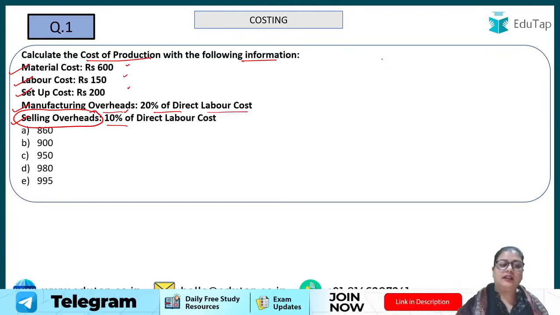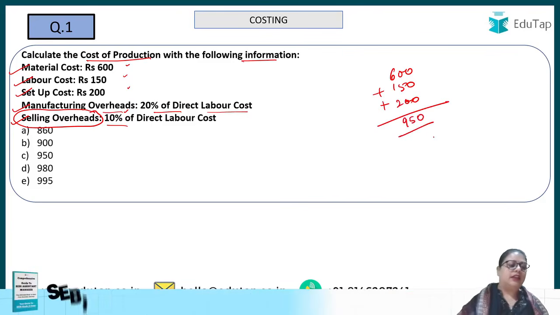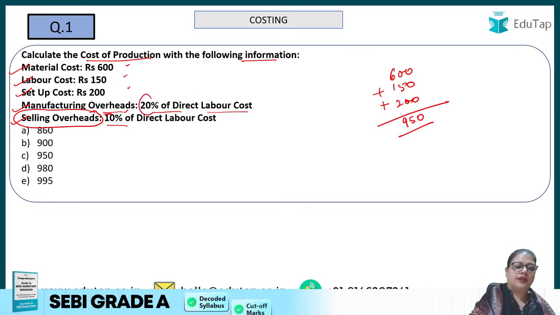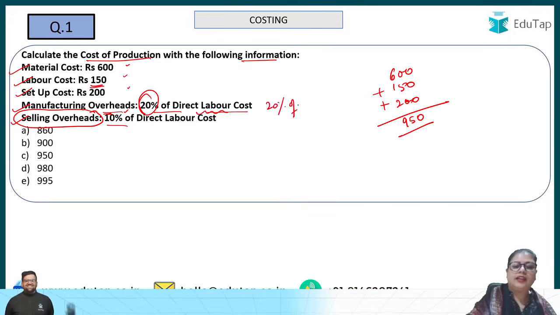Now just add your direct cost was 600 plus 150 plus 200, that will come out to be how much? This comes out to be 800, 900 and 950 rupees. And the manufacturing overheads, that is 20% of the direct labor cost. So 20% of how much? Direct labor cost, that is 150.